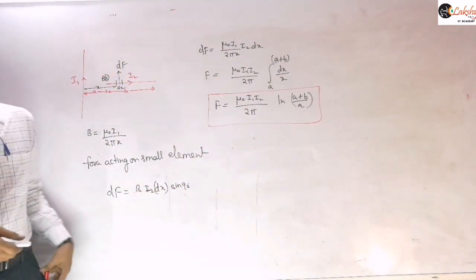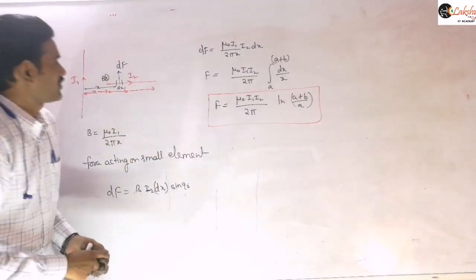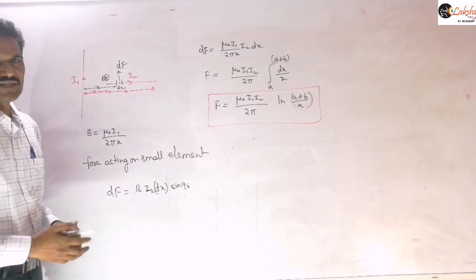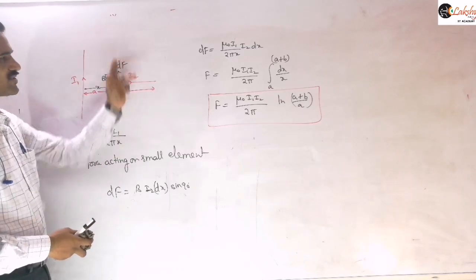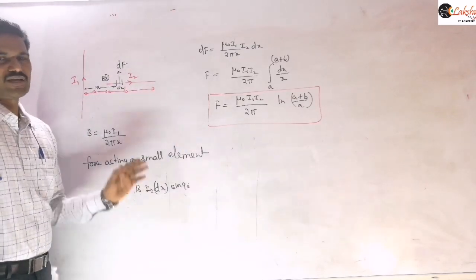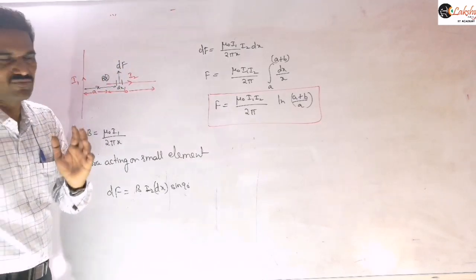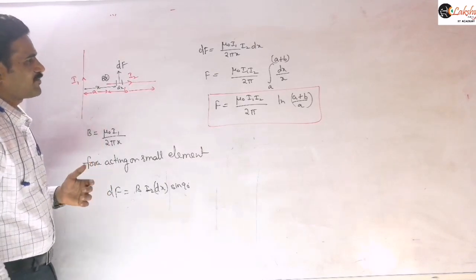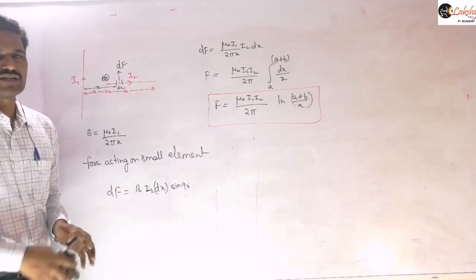And next, another question: if it is free to move, then what type of motion does it execute? The net force acting on the wire will be in the upward direction, so it will move in the upward direction. That means translational motion will be there. That is clear for us. And now another type of motion: is there any possibility for another type of motion?